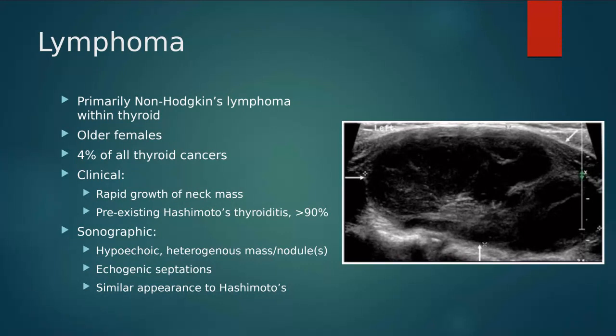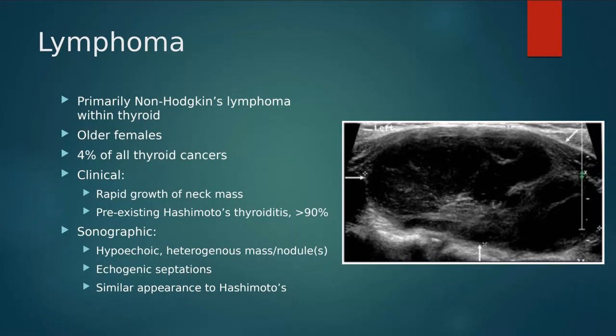On ultrasound, we are going to see a hypoechoic heterogeneous mass. We could see some echogenic internal septations, kind of similar to loculations, but septations really divide it right in half. Loculations are kind of like the little internal coves. It's going to have a similar appearance to Hashimoto's, the thyroid itself, not the lymphoma within the thyroid.